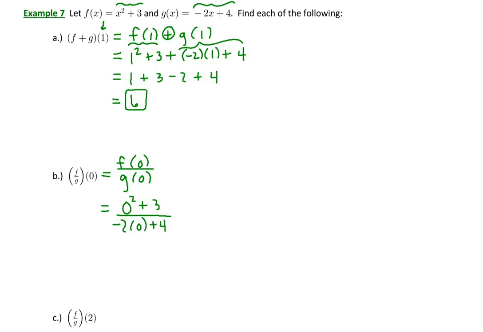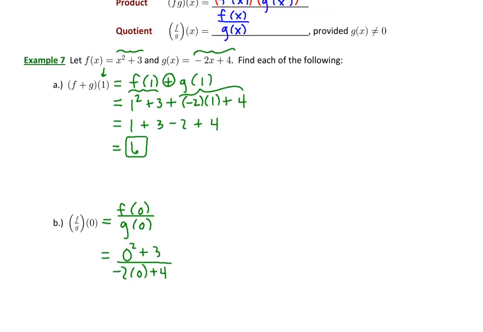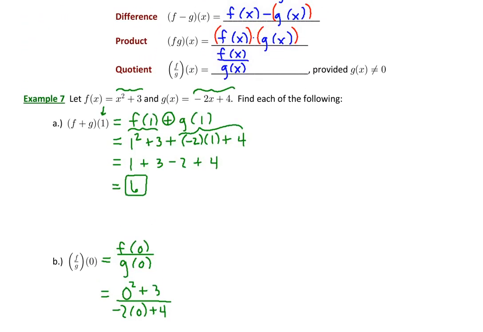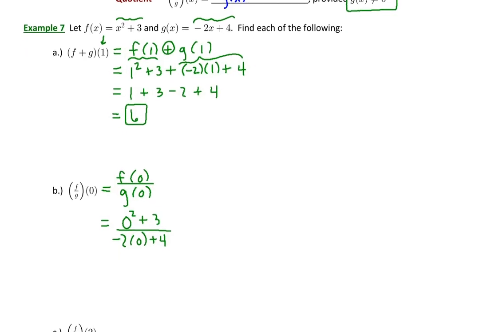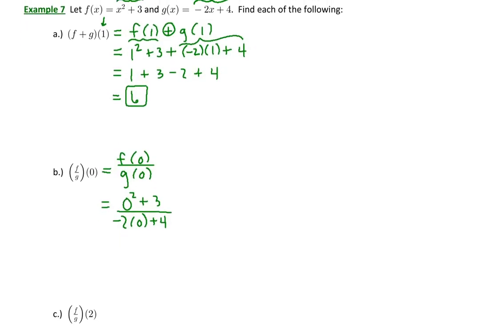Now before we go any further, working with the quotient, you may have remembered our stipulation up here. The quotient only works provided g of x is not equal to 0. And here on example 7b, we're plugging in 0. So there's a little bit of a difference between the stipulation and what we're doing here. So to understand this, let's continue a little bit further here on example b.